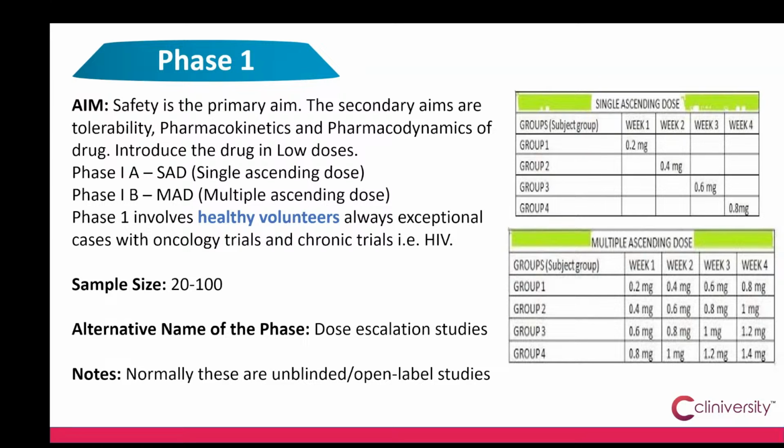But in single ascending dose, this is performed for each group of people and each set of dosage. But in multiple ascending dose, we are doing it multiple times and we are ascending. We are gradually increasing it for each group. So that's single ascending dose and multiple ascending dose.